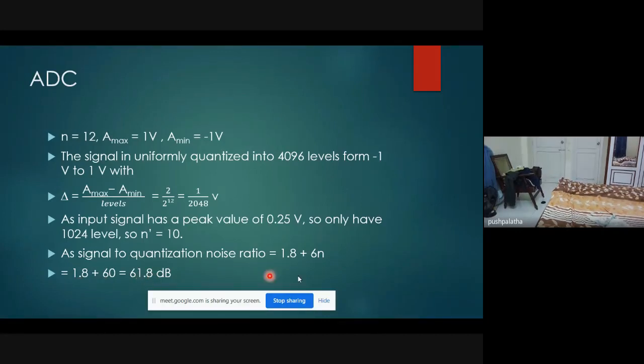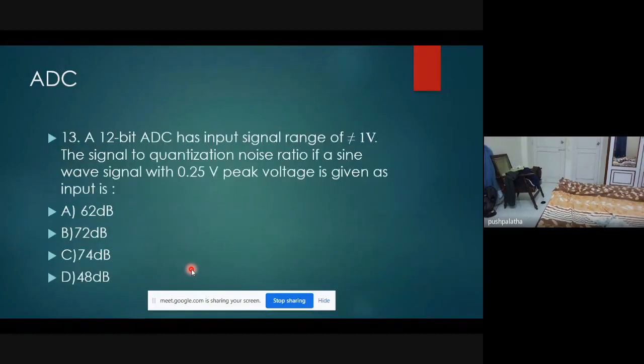This is the correction factor of quantization noise, 1.8 plus 6n. I am taking the n value as 10. The actual n value is given as 12, but since the peak value is only 0.25, I am taking n equal to 10. So it is 61.8 dB. So the answer is 61.8, which is 62 dB. So the answer is option A. Clear?